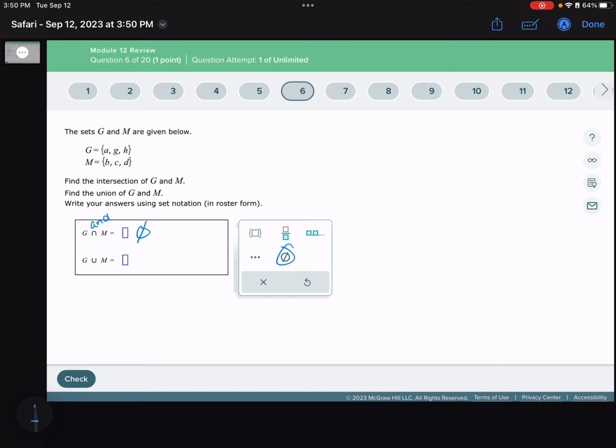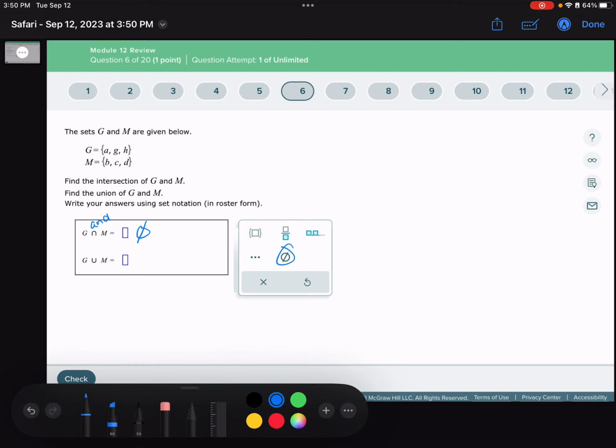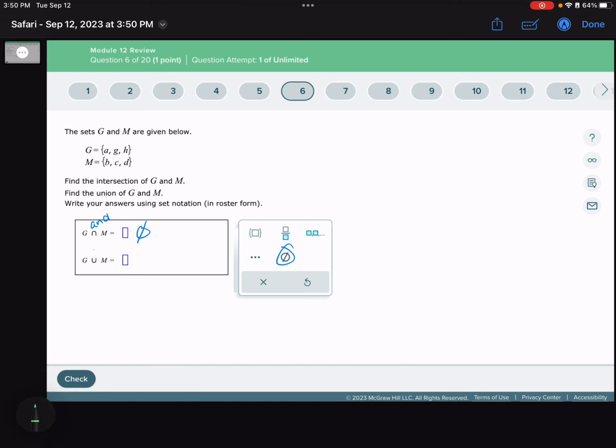G, and then that large U symbol means or, and I'm going to list every option. It says in roster form, so I'm listing them in alphabetical order. So A, B, C, D, G, H.